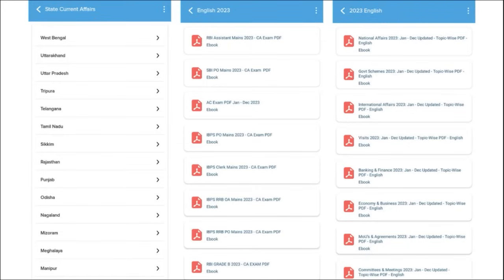Then for the students who are preparing for state exams, they will also benefit here, as we will make sure to provide state-wise current affairs for them. Apart from this, we also cover topic-wise current affairs such as national affairs, government schemes, international affairs, banking and finance, economy and businesses, as these are the topics from which the examiner definitely asks questions, and these are covered on a monthly basis. So friends, do check our application. It will be a one-stop solution for learning.